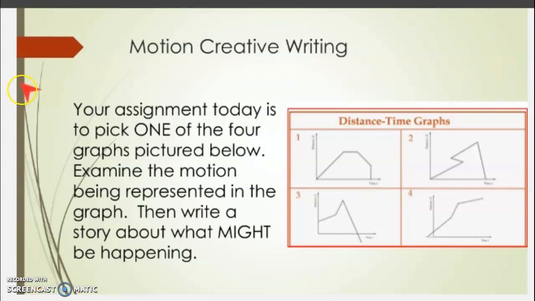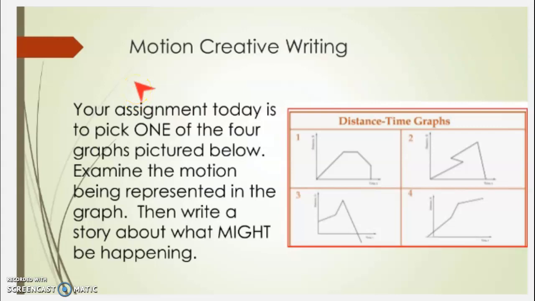Okay, hello kiddos. This is your writing assignment for today. I'm sorry I can't be in class with you this afternoon, but I wanted to run through this real quick with you. Your assignment today is to pick one of the 4 graphs pictured below, and then you're going to examine the motion being represented in the graph and then write a story about what might be happening.